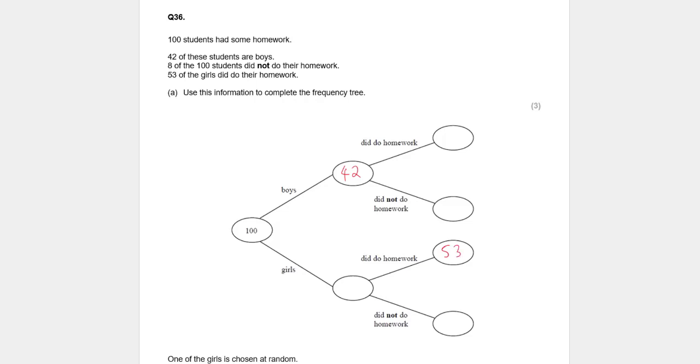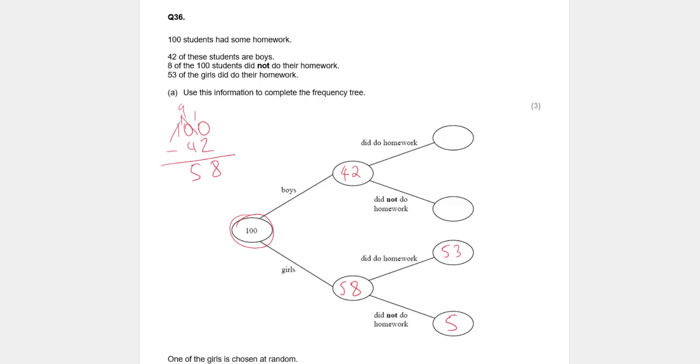53 girls did homework. And then we can work out the number of girls. Now 100 in total, 42 boys, so 100 take away 42. If you're not good at mental maths, I will always suggest do the column subtraction. 10 take away 2 is 8, 9 take away 4 is 5, so 58 girls. Now out of the 58 girls, 53 did their homework, therefore 5 did not do their homework.